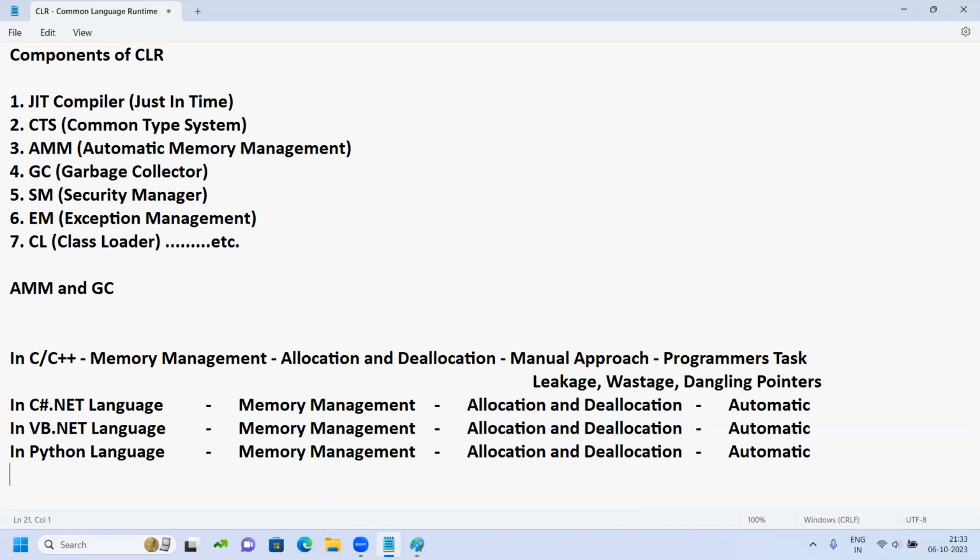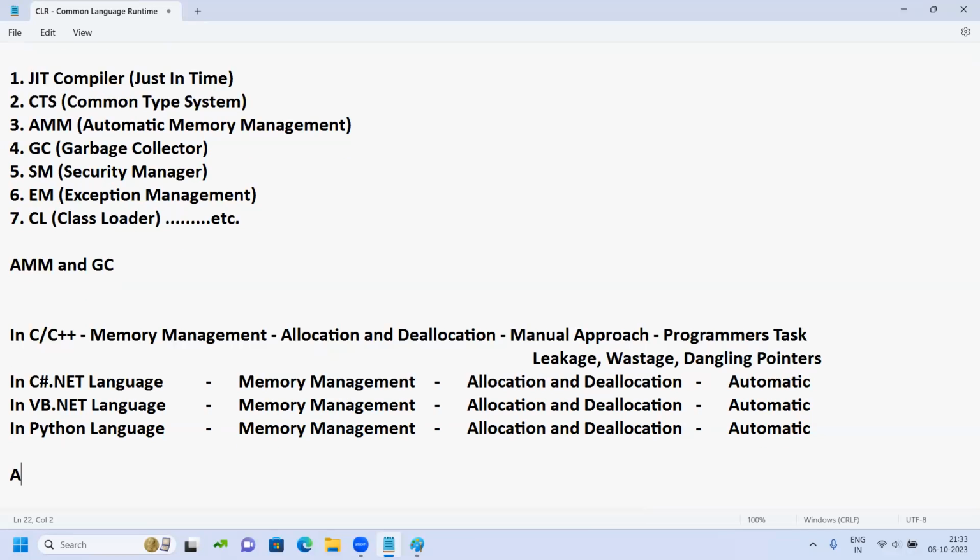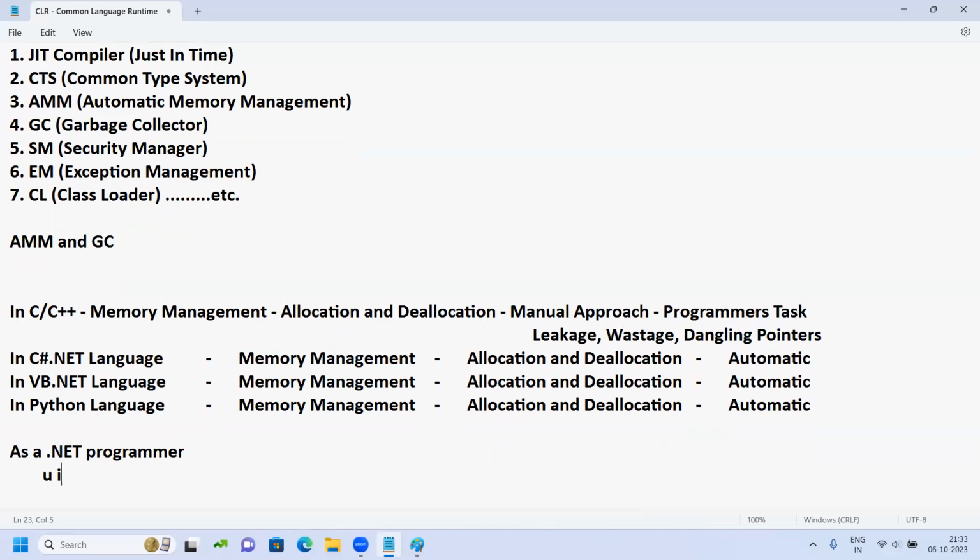Then what do you have to say then? If everything is automatic, what is your role? Your role is this one. You should only say to C# that I want this much memory, and that memory should be of this type. Bas. So for example, as a programmer, as a .NET programmer, you ask how much memory you want, and you specify what type. Bas, only two things.